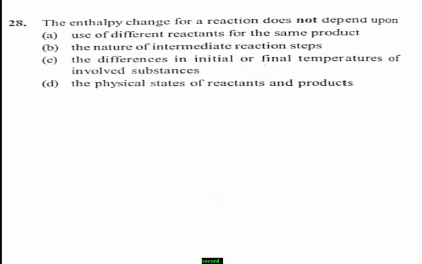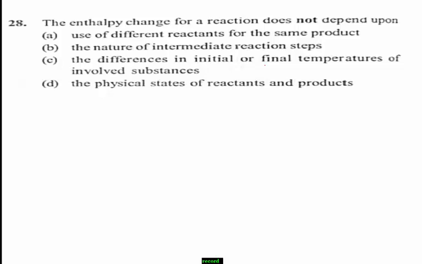Next, question number 28. The enthalpy change for a reaction does not depend upon: Option A, use of different reactants for the same product. Option B, the nature of intermediate reaction steps. Option C, the difference in initial or final temperature of involved substance. Option D, the physical states of reactants and products. Which one is the right answer?